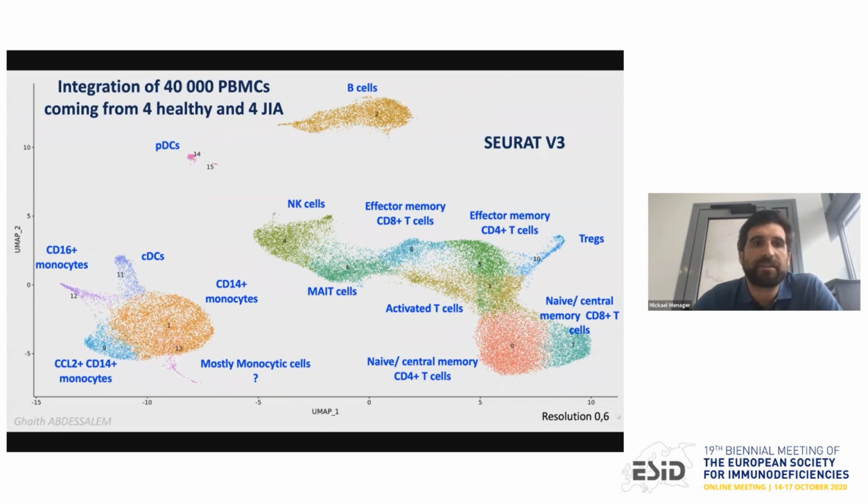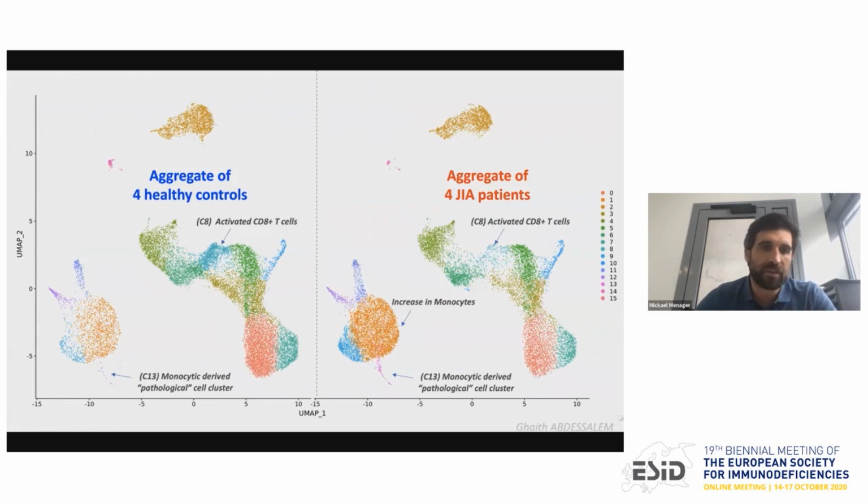So we've performed single-cell libraries, we've analyzed them, we're mapping now 40,000 PBMCs coming from our 8 samples, and we've identified the clusters. Now we're separating the cells belonging to the healthy controls on the left, and the cells aggregated from the 4 JIA patients on the right. Looking at cluster bias, we identified a loss of activated CD8 T cells in our patients, an increase in monocytes, and the appearance of tiny clusters which seem to be derived from monocytes.